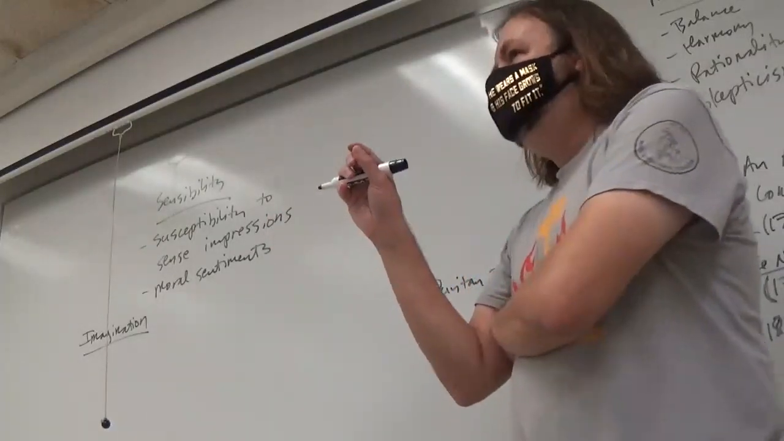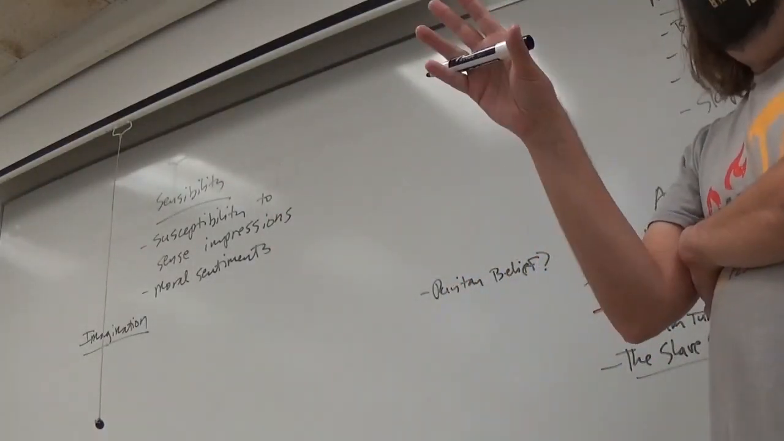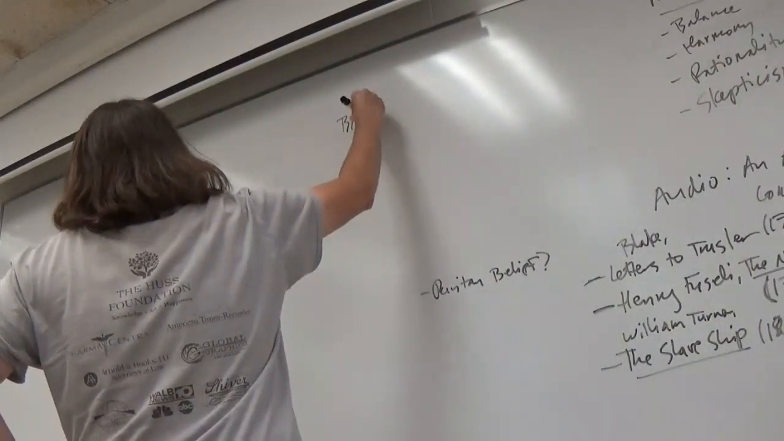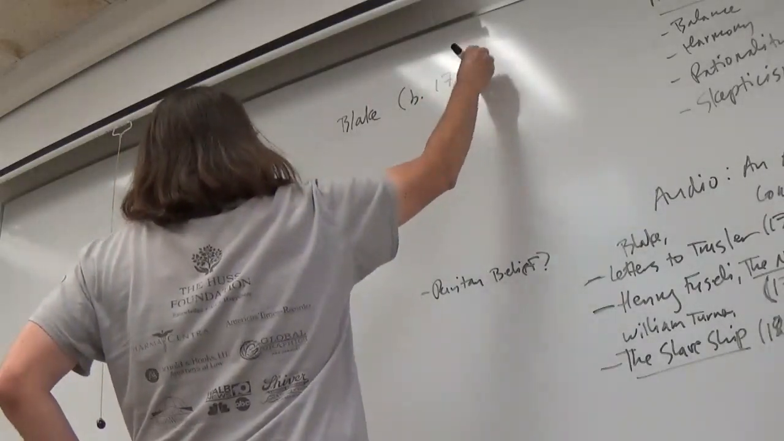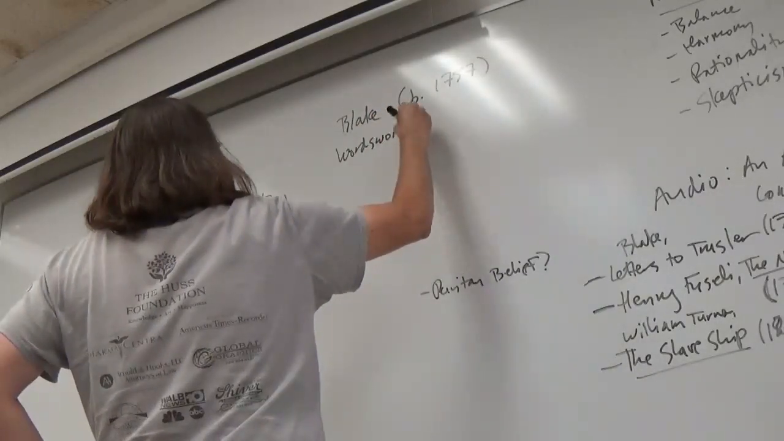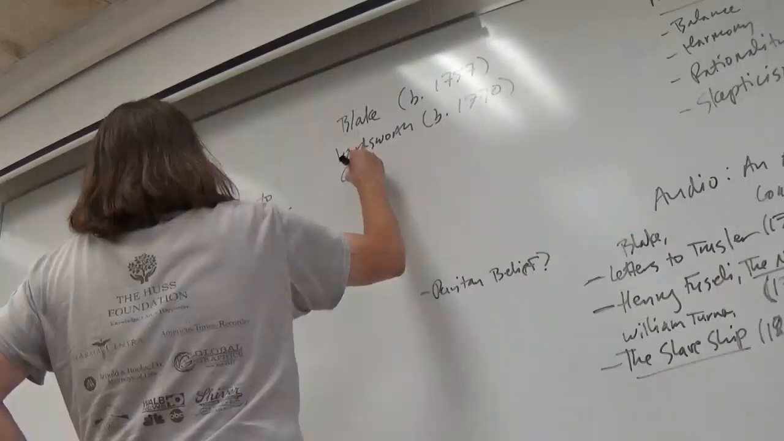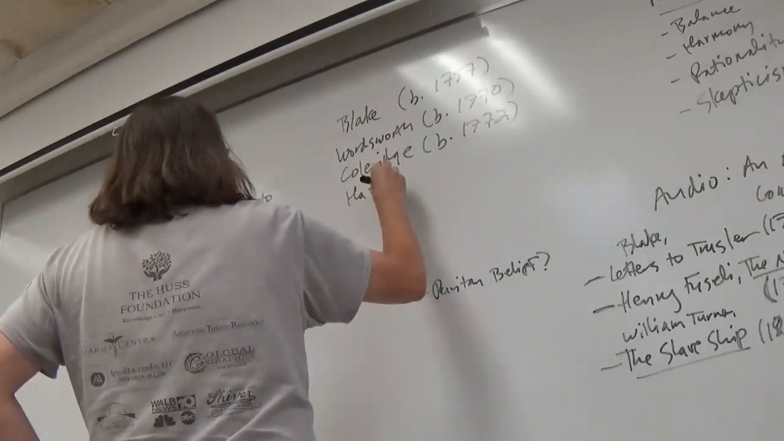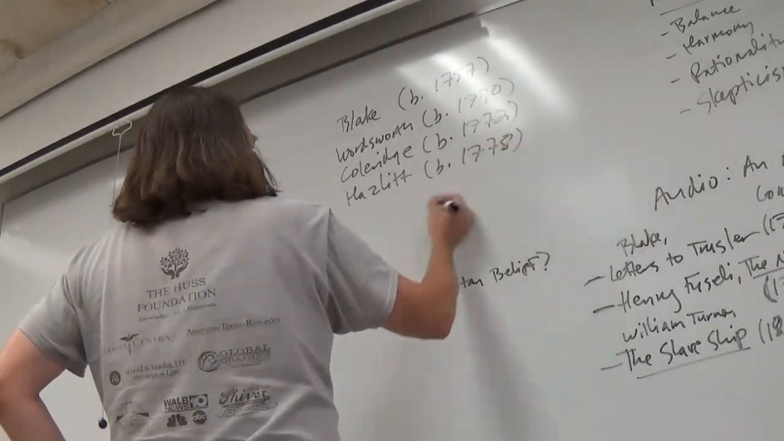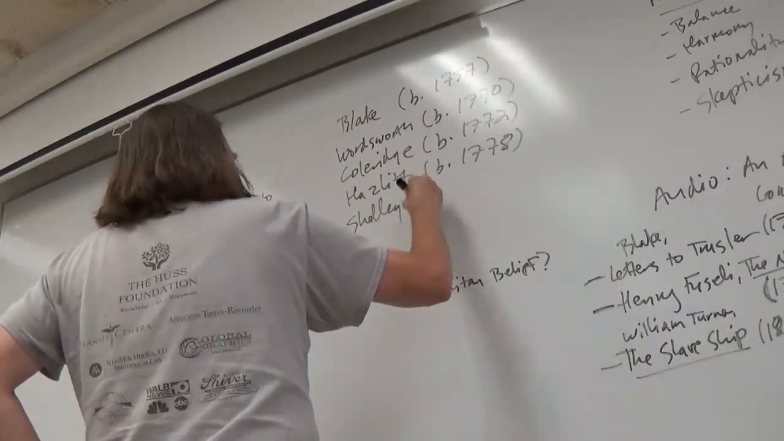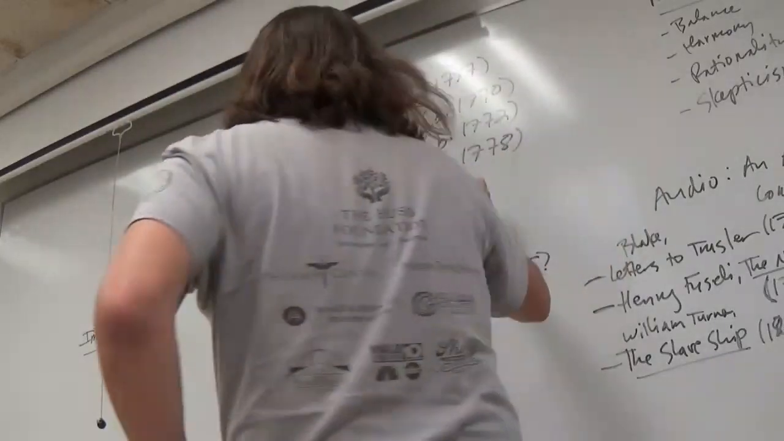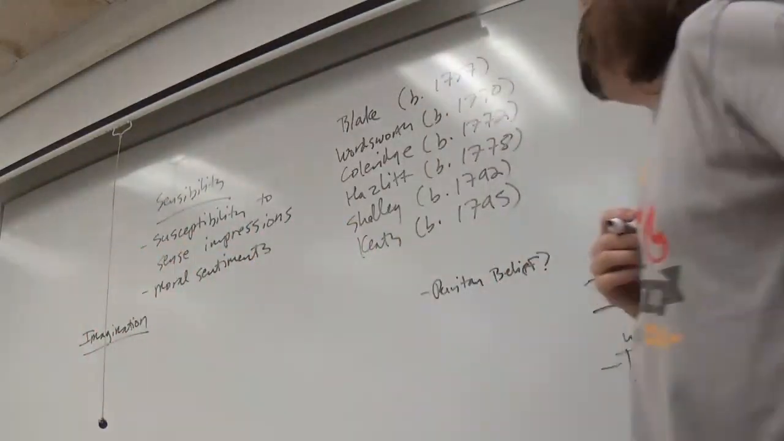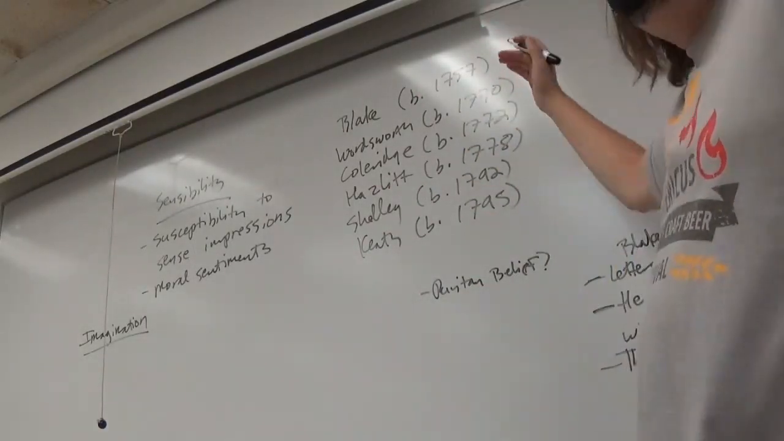One of the differences we see with these writers is a generational difference. We're looking at writers across three different generations. Blake is the oldest, born in 1757. Wordsworth is born in 1770. His friend Coleridge in 1772. William Hazlitt in 1778. Percy Shelley in 1792. And Keats, the youngest, in 1795. So we can divide these writers into three generations.